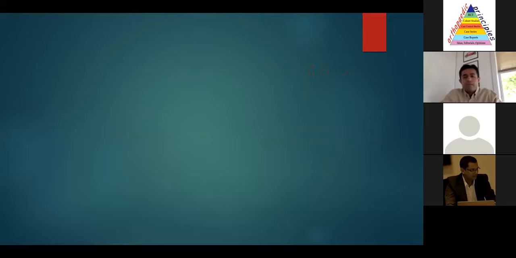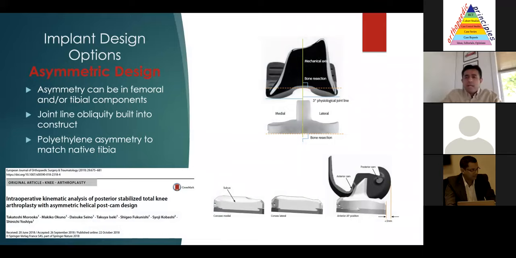Moving on from medial pivot designs is an asymmetric design. This is an example of the Smith and Nephew Journey 2 system, in which there is asymmetry built into the femoral or the tibial components. Even the Zimmer Persona has a variant of this. So you have an asymmetric distal femoral cut. You also have an asymmetric polyethylene. It is more concave medially and more convex laterally. And there is an asymmetric slope built into it.